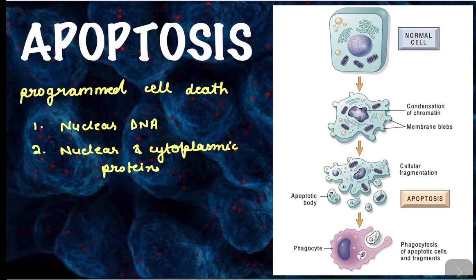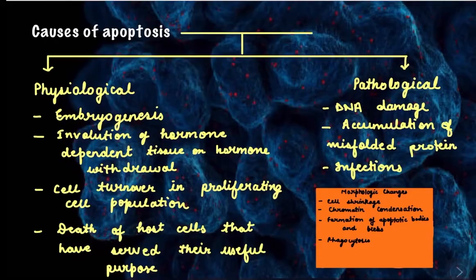by the macrophages. Apoptosis does not elicit any inflammatory reactions because the plasma membrane is intact. So let's say there's a normal cell. Now there is a cell injury or any trigger that will lead to the activation of proteins and also some morphological changes like condensation of chromatin, formation of blebs, and cell shrinkage, which will lead to the formation of apoptotic bodies, and hence these bodies will get phagocytosed by the macrophages.